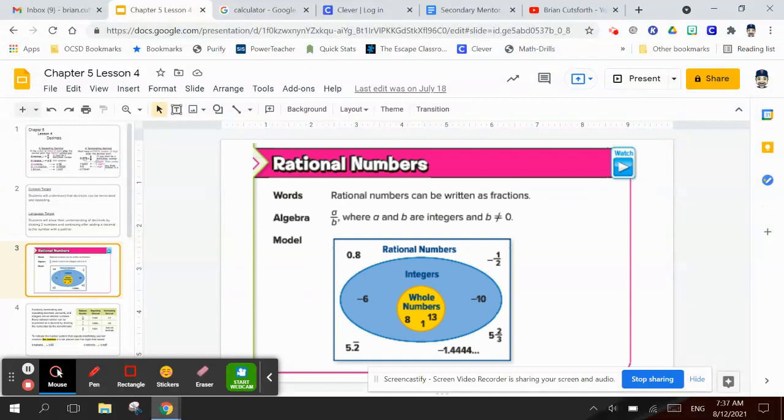So here we have rational numbers. Rational numbers can be written as fractions. As you can see in the middle, you have the yellow, which is the whole numbers, which are your counting numbers except for 0. Integers are all the whole numbers, including 0, and all your negative numbers. But rational numbers are the numbers that also include decimals, repeating decimals, negative decimals, fractions, and mixed numbers.